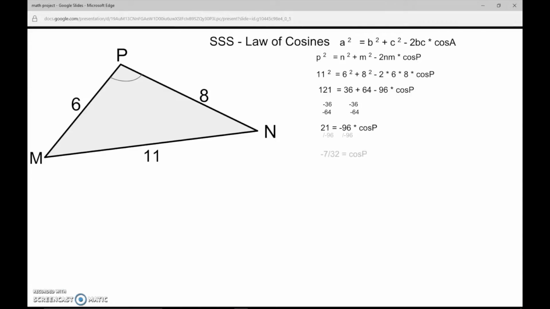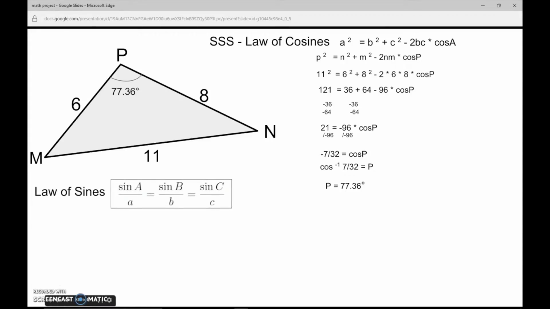Now we'll divide both sides by negative 96 to get negative 7 divided by 32 equal to cosine of p. We'll take the inverse cosine of both sides, giving us p is equal to the inverse cosine of negative 7 over 32. If we put that in our calculator, we get p is equal to 77.36 degrees, and we'll have that on our triangle now.